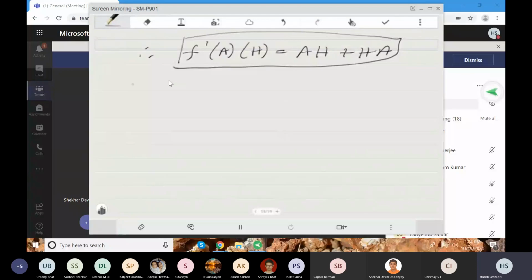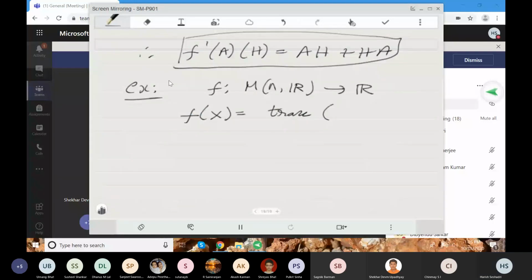So here's another easy example. This is the last one, then I'll stop. f from M_n(R) to R, f of x is trace of x. Now, I claim that even without doing any computations, one can say what the derivative of this is going to be, based on something that we had discussed very early on when I introduced derivatives.